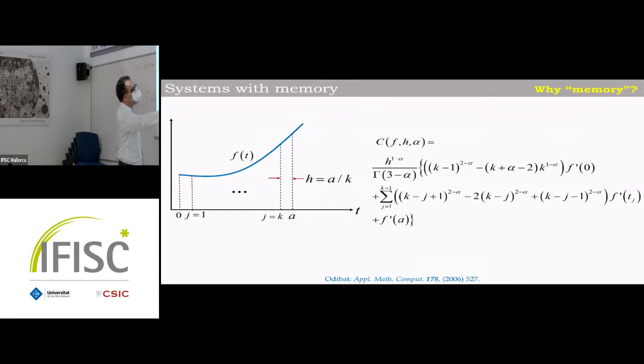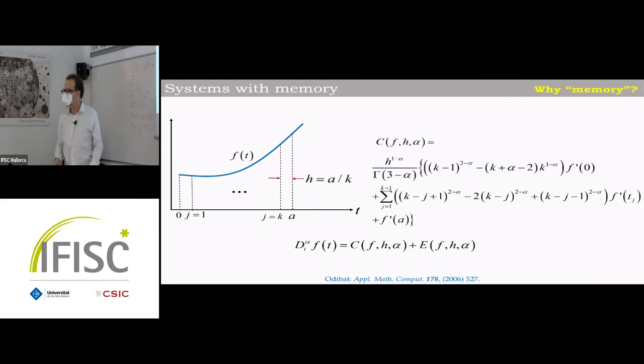This is the first derivative evaluated at the point zero. This is the derivative evaluated at the intermediate points, and this is just the first derivative at the point a. And what he proved is that the fractional derivative is equal to this parameter plus the error. But I will make the error zero because if I take an infinite number of partitions, and I don't care because I'm not doing the calculation, I will say that these two things are identical, okay?